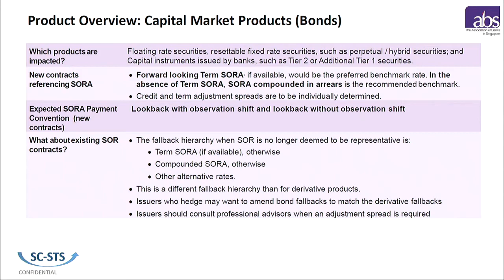For fallback hierarchy, there is a slight difference, so this would be a point to note compared to derivative products. So for legacy contracts that have overlaying derivative contracts over the underlying bond, this is something to take note of. Issuers who hedge may also want to amend bond fallbacks so that they are able to match the derivative fallbacks to take into consideration hedge accounting objectives. Issuers should always consult professional advisors when considering an adjustment spread, and also discuss this matter with their relevant bankers. Thanks, Kee-Pong.